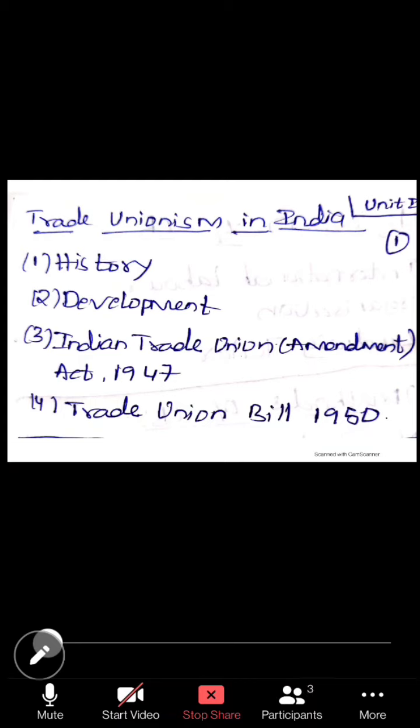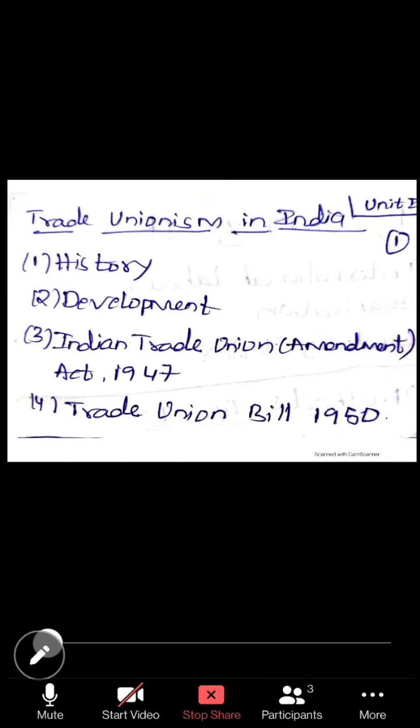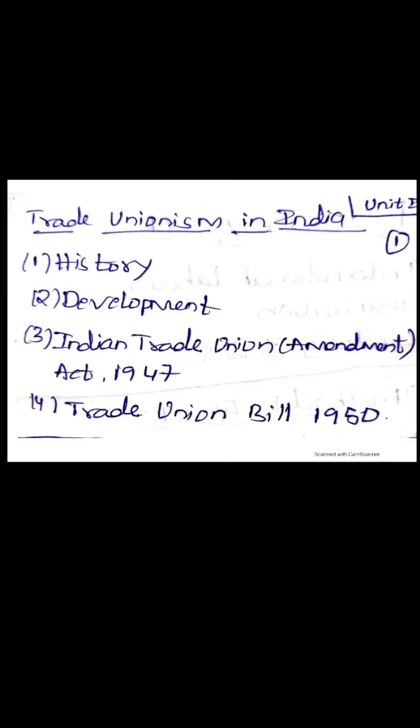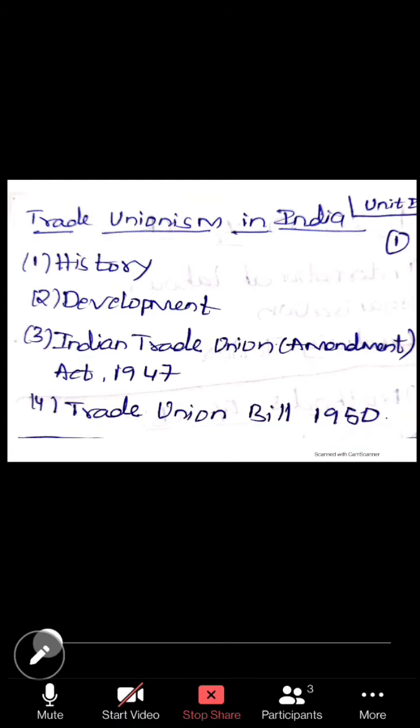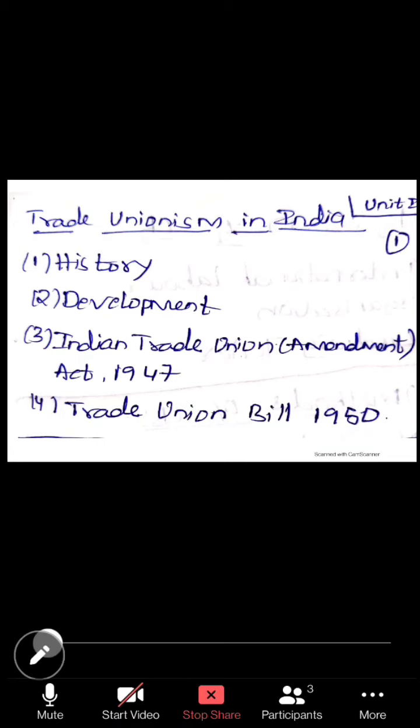So the Royal Commission of Labor in India has observed that for a trade union to be fully effective, it demands two things. One is a democratic spirit, and the other is education. They should have a democratic spirit, and they should be well educated about trade unionism.